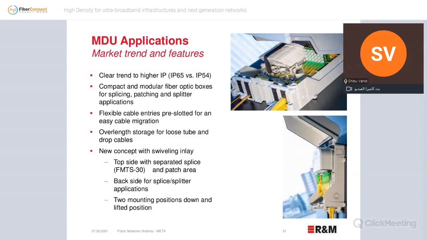Now, coming to the MDU applications, there is a new trend in the market also that IP65 housings are being deployed outside the buildings. And these are basically for wall mount applications, for both splicing only applications and splice patch applications, and sometimes with splitter implementations. So when it comes to the last connectivity into the building, where you have the fiber to the building scenario, the last distribution to the end users happens from these boxes. So you really need to deploy splitters in this box, and dedicated splitter trays are offering this kind of feature in these boxes.